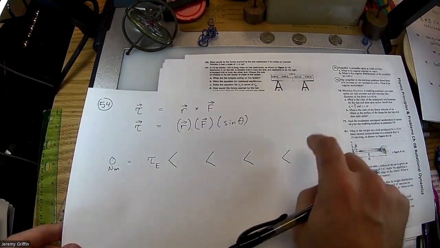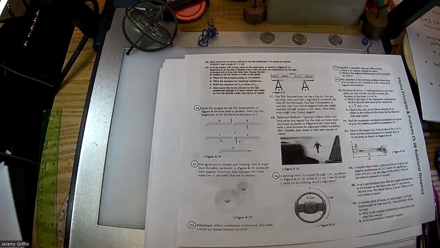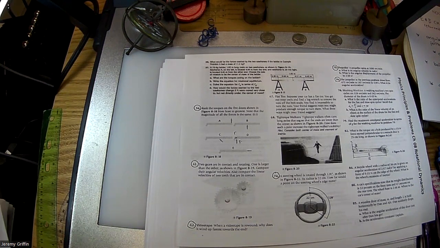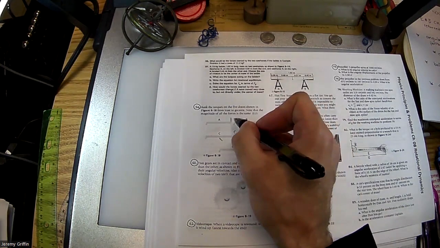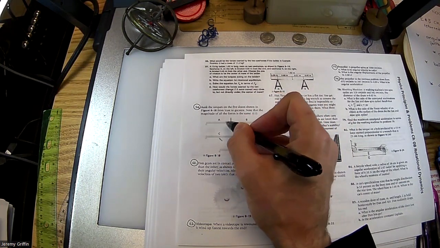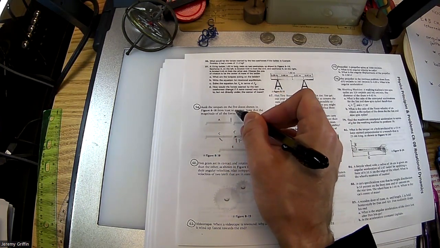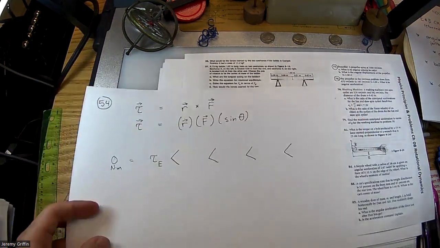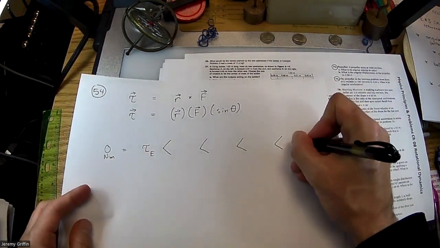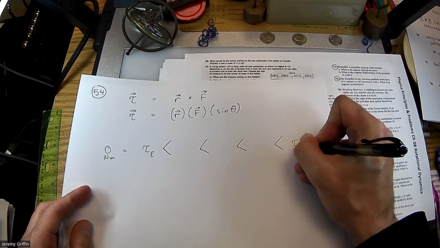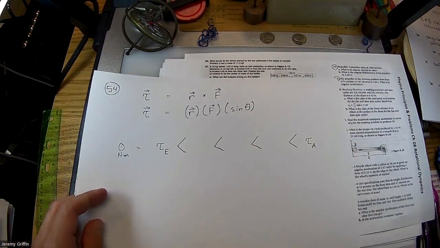Let's cap with the greatest torque. Look at these 5 options again. Which one of those has the greatest amount of torque? A. Because that force is at the full radial distance, and it's also at 90 degrees, so you're getting 100% of the value. So I think torque A is going to be the most. So A is the most, E is the least, right?